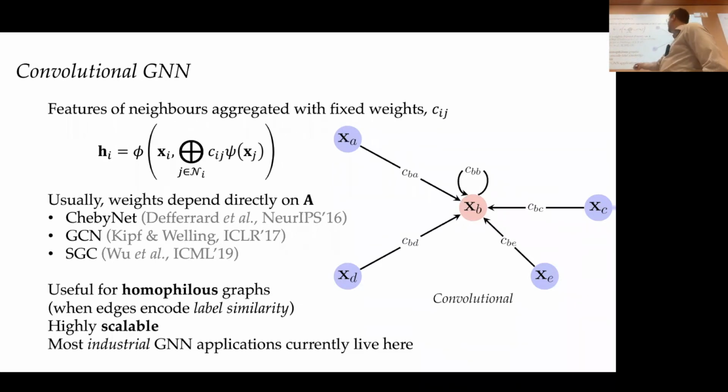That's what we know as homophilous graphs. What does this mean? It means that edges encode label similarity. So if I am friends with someone, it is very likely that if that person likes something, I'm going to like that too, right? You tend to flock together with people who are like-minded, right? So this homophily assumption is a very standard assumption in graph representation learning, which says if you're neighbors with someone, you're likely going to have the same label as them.